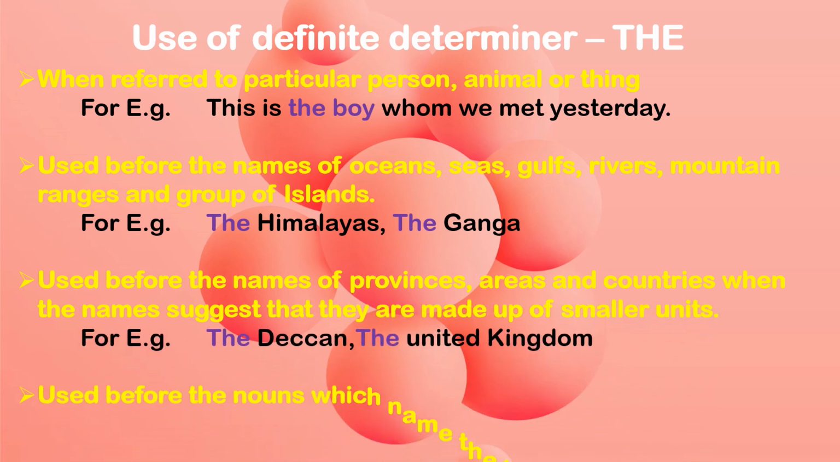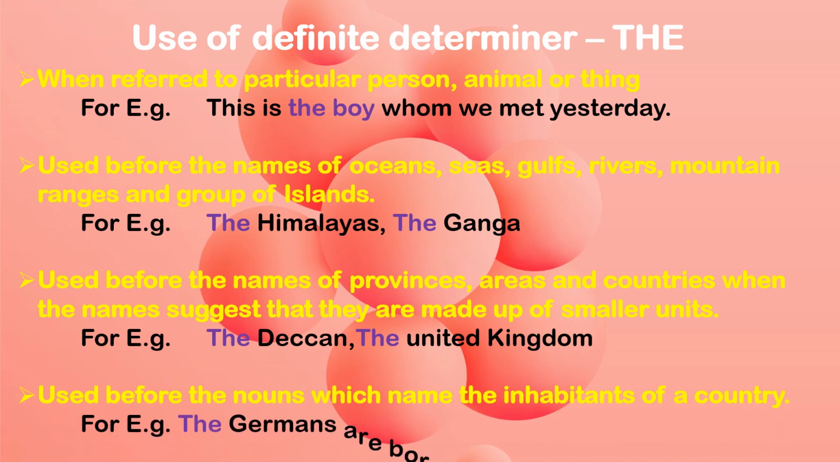This is the boy whom we met yesterday. So this boy is known to you, so we are using "the". Used before the names of oceans, seas, gulfs, rivers, mountain ranges, and groups of islands. So specially remember, children, whenever you mention the names of oceans, seas, gulfs, rivers, mountain ranges, and groups of islands, you have to first write "the". Example: the Himalayas, the Ganga. So "the" is used before all these names.